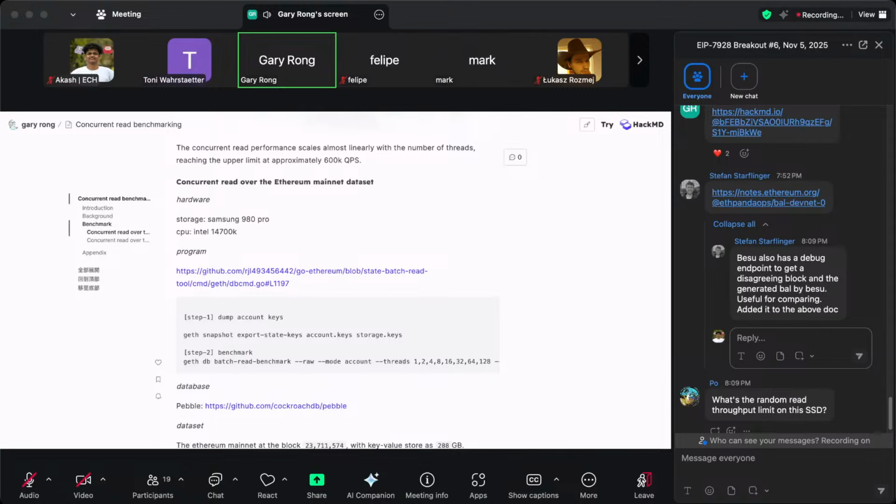Yeah, and it would be great if clients can also reproduce that individually, so we have more data points on the topic, and we should also try it with double the state size. Currently in Gary's analysis, the state was at 288 gigabytes. I think right now we have a state growth of like 60 to 100 gigabytes per year. So we should definitely try it with double the state size too, and see if this changes something in the numbers.